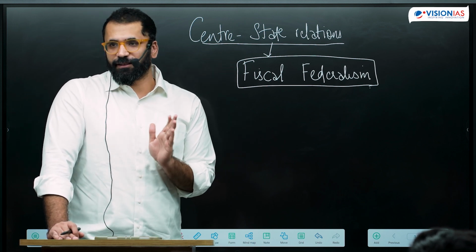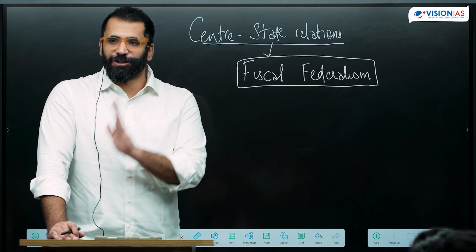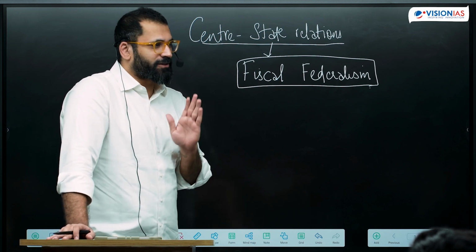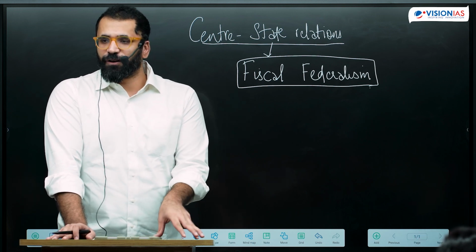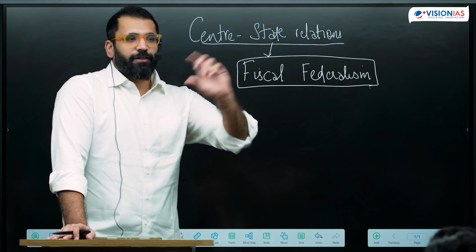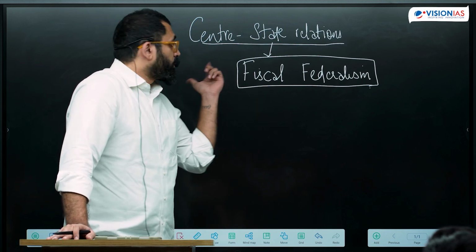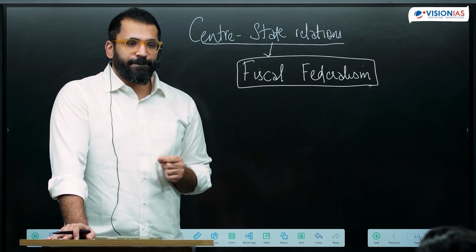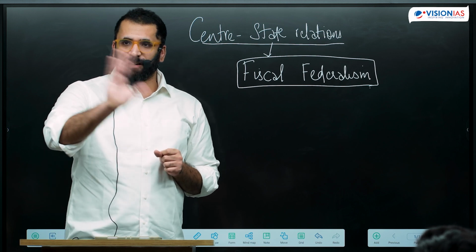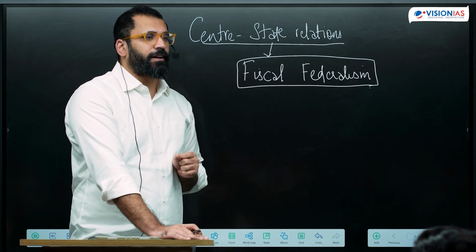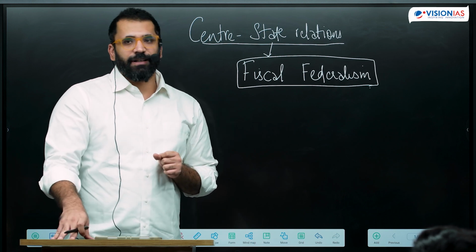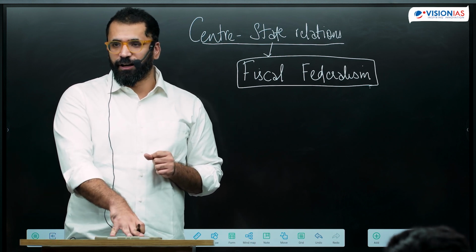A federal structure means both of them derive their powers from the constitution. Center does not give any powers to the state. Both the center and the state get their power from the constitution. Why do we have constitutionally mandated more powers given to the center? In India, we have a quasi-federal structure, right? We have more power given to the center, not just in the economics realm, the finance realm, but also in polity. Why?